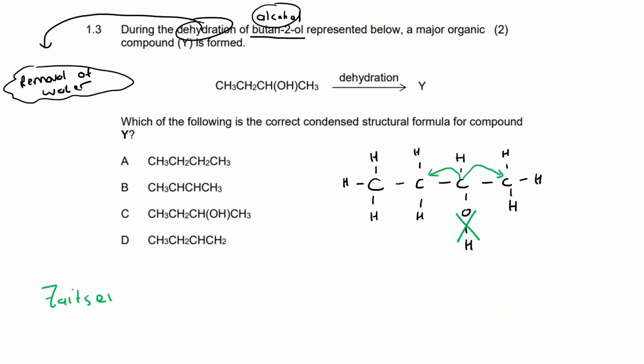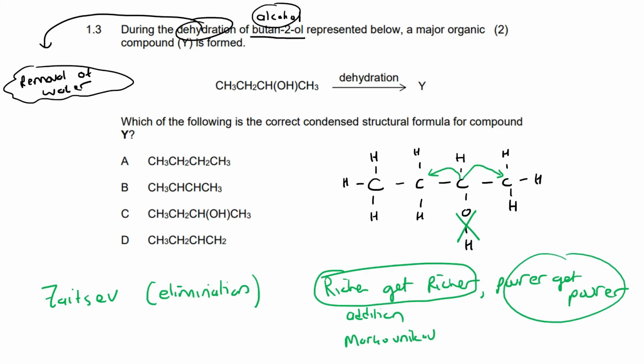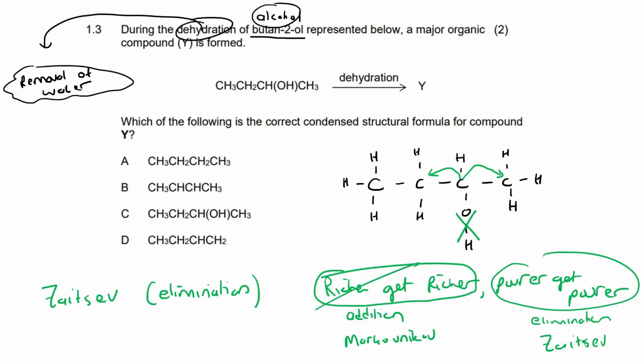Maybe you've heard of Markovnikov, but Markovnikov only works when we are doing addition reactions, whereas Zaitsev works when we are doing elimination. So the way I've always explained this is the richer get richer and the poorer get poorer. But now remember, this first part is when we are doing addition, and that is when we would use Markovnikov, whatever. I always get the spelling wrong. And this one is whenever we are doing elimination, and that is when we would use Zaitsev. So in this question, we are busy with elimination.